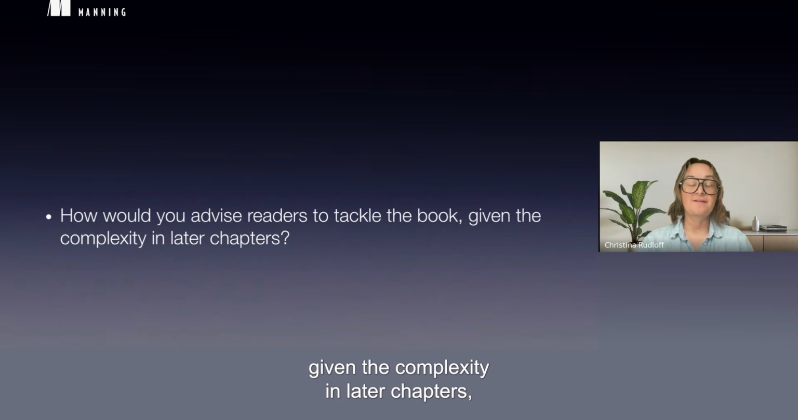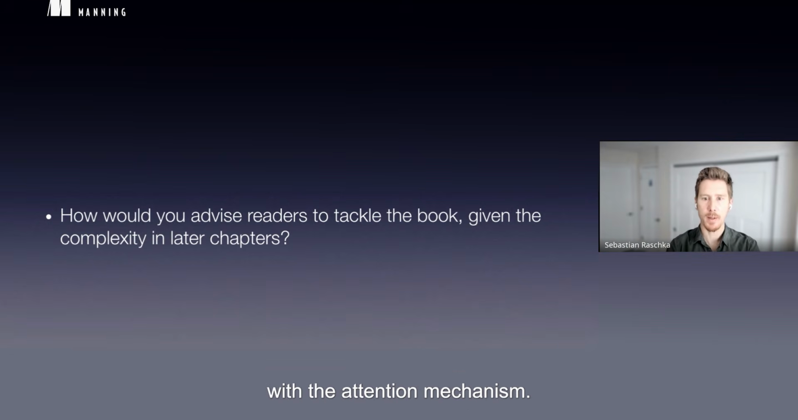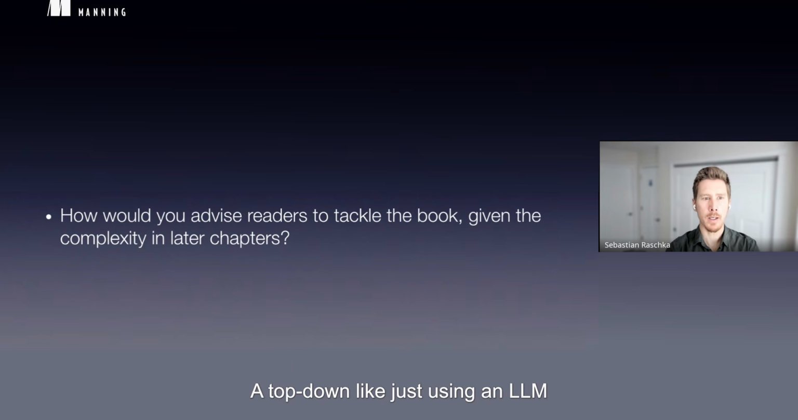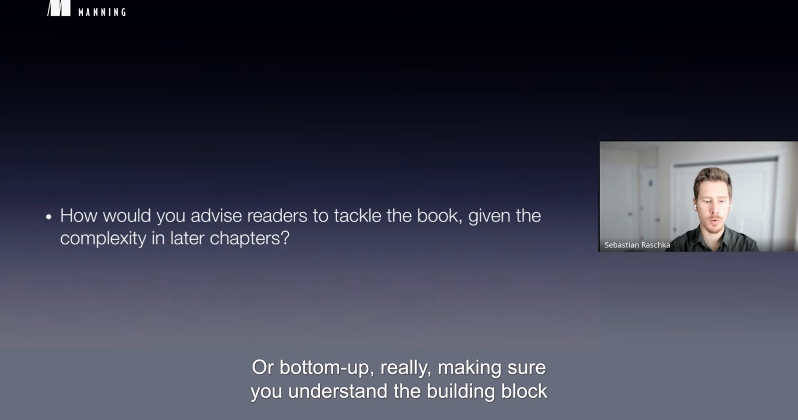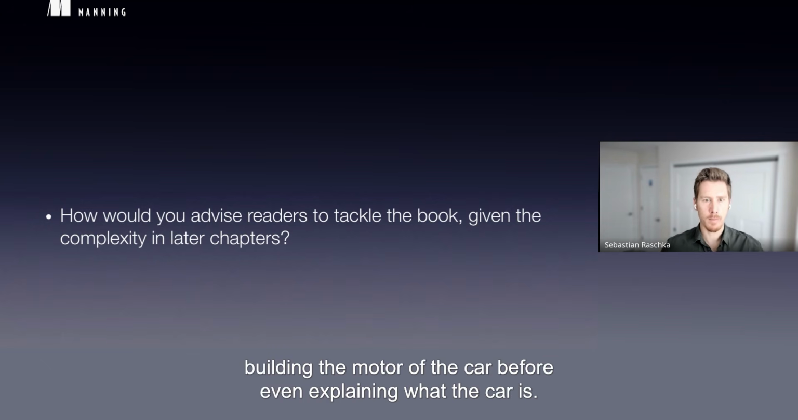Given the complexity in later chapters, in particular chapters 5, 6, and beyond? Yeah, I always thought chapter 3 was the most complicated one, the attention mechanism, because you can start top down or bottom up. Top down, like just using an LLM and then explaining the details, or bottom up, really making sure you understand the building block before advancing to the bigger concept. In that book, it was more like a bottom up, where we started with the attention mechanism after the data loaders, where it's more like building the motor of the car before even explaining what the car is.